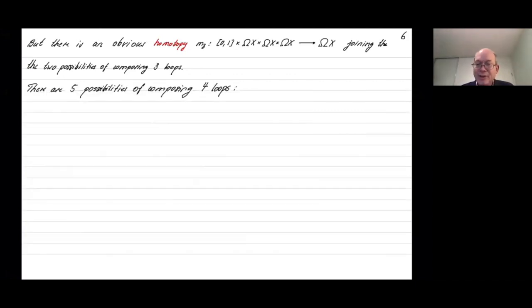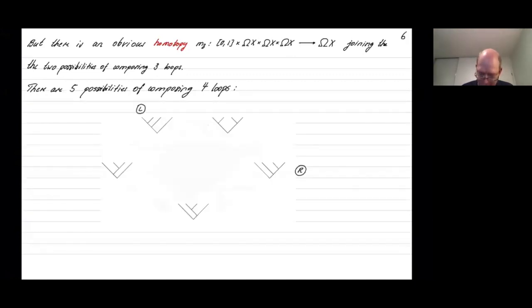Well, when we compose four loops, we have to look at binary trees with 4 leaves, and there are 5 such binary trees. Here you can see them. So we have these two extreme possibilities, where the one where we compose everything from the left and the one where we compose everything from the right, and then we have 3 other natural possibilities.